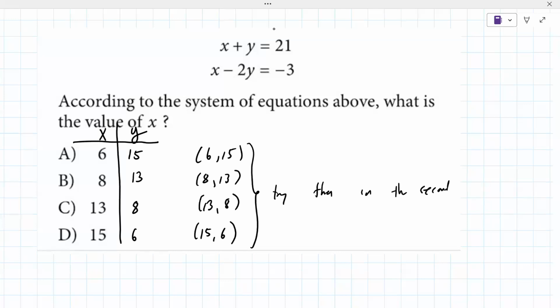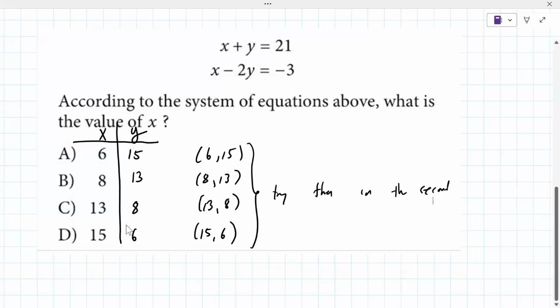Now it's your choice how you try them. You can try them in order. You can try to deduce something from it. It's kind of up to you at this point. When you try them, you obviously got to make sure you do it correctly and figure out if they equal -3. But the idea here is you're never actually going to solve the system of equations. And this will save you time that you don't have.